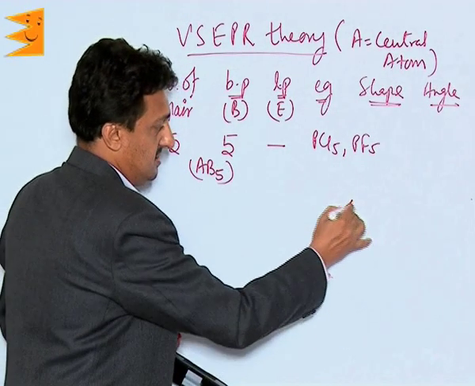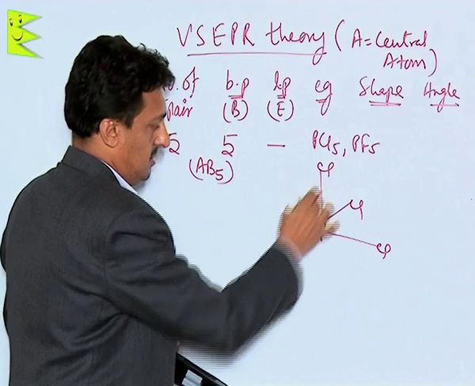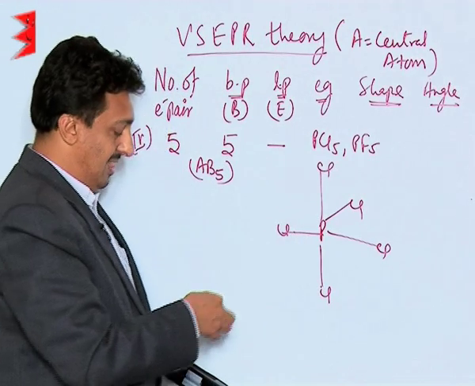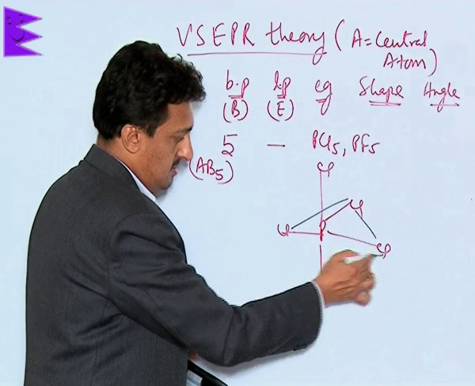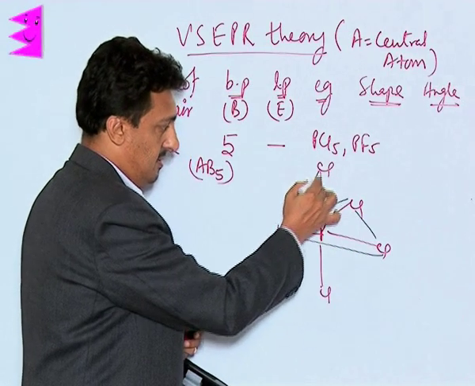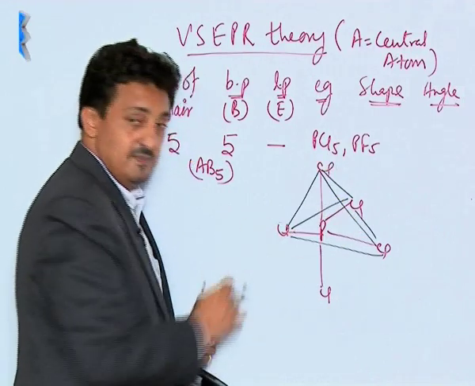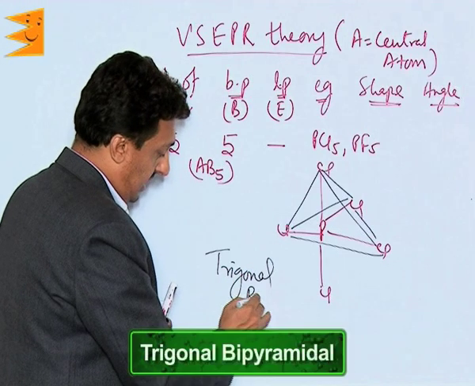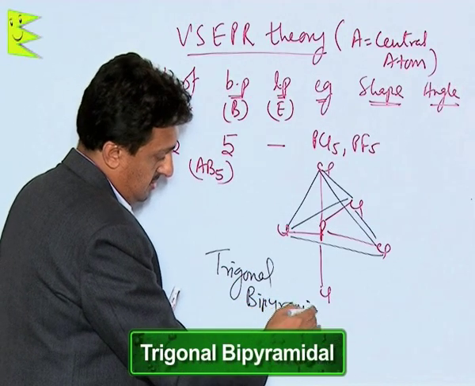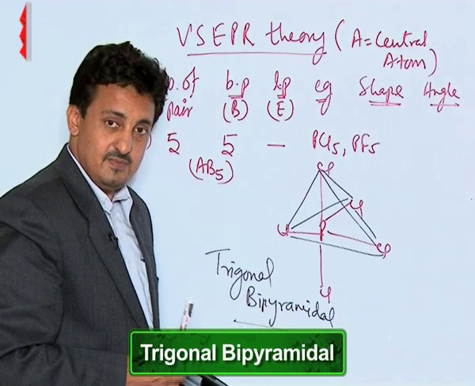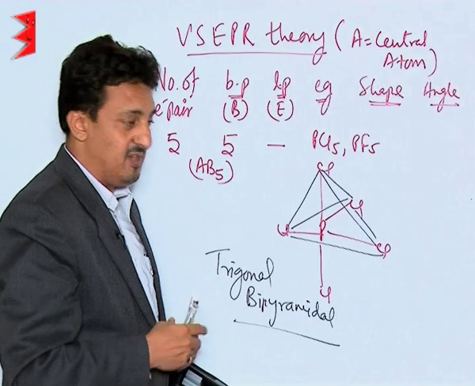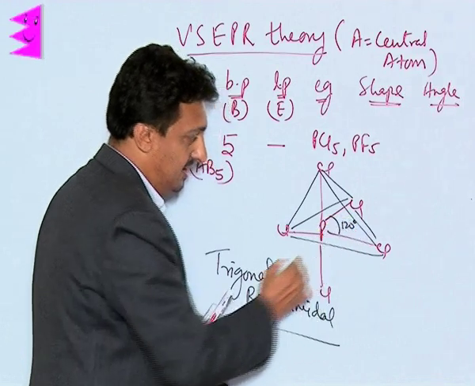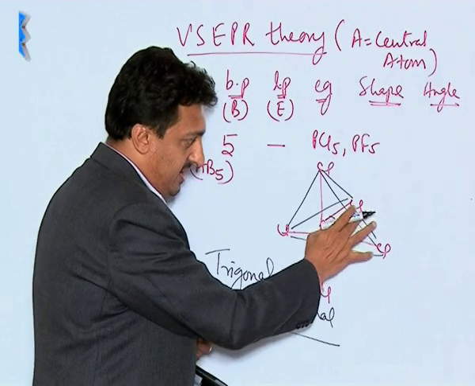So as a result, what we find is the shape becomes like this around phosphorus. We call this trigonal bipyramidal. The shape is called trigonal bipyramidal, and it has two types of angles. This angle is 120 degree, and this angle is between the equatorial chlorine atoms.